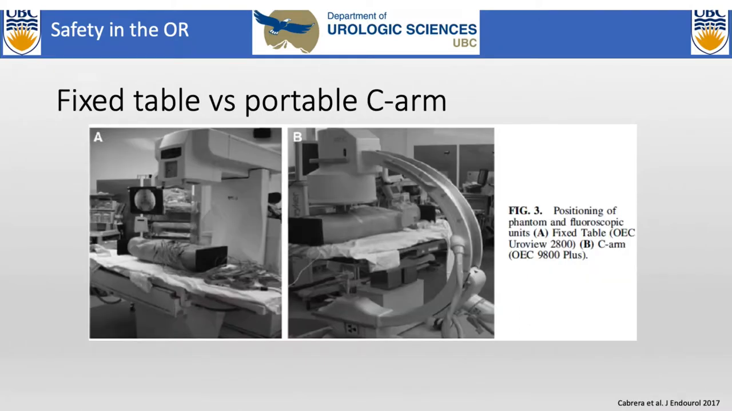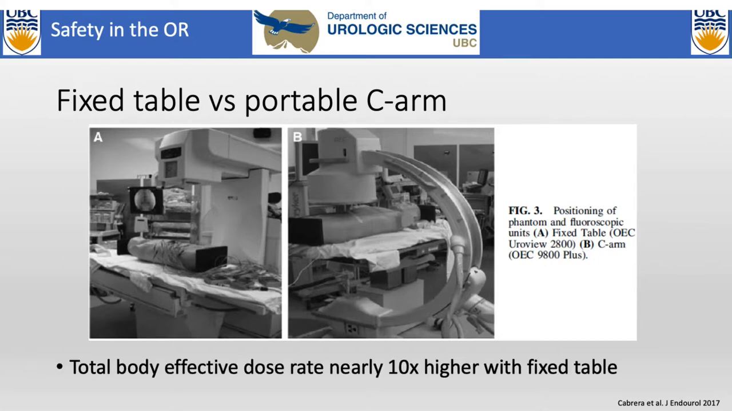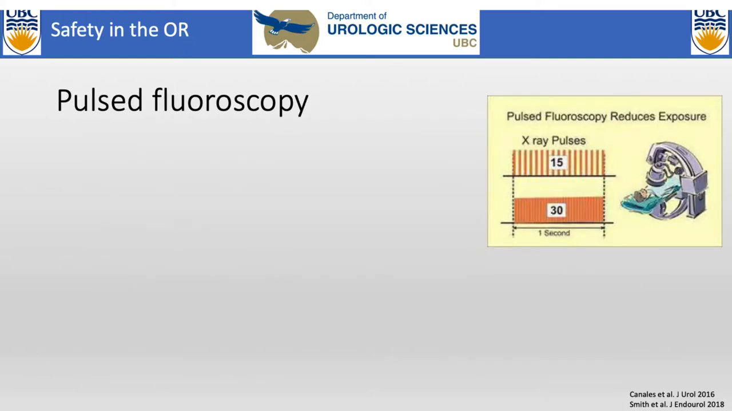There was one study done with what they call phantoms, or basically dummies, that you can see there, and they put little transducers on in the locations of each of the organs in the body, and they measured the effective dose of an under-table source, being the C-arm on the right, versus an over-table source. And what they found is the total body effective dose was nearly 10 times higher with the fixed table as opposed to the C-arm. So definitely something to consider when purchasing equipment.